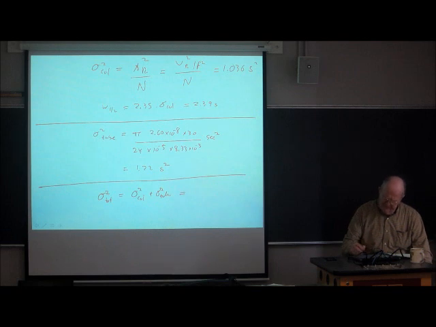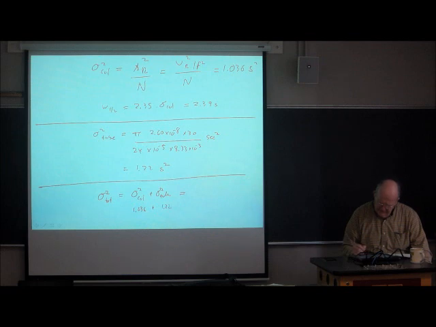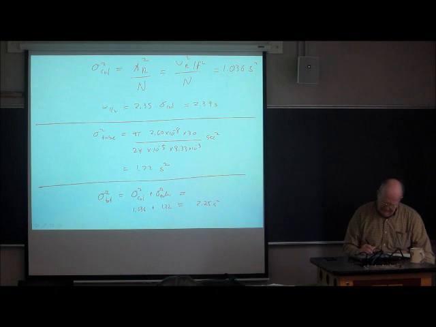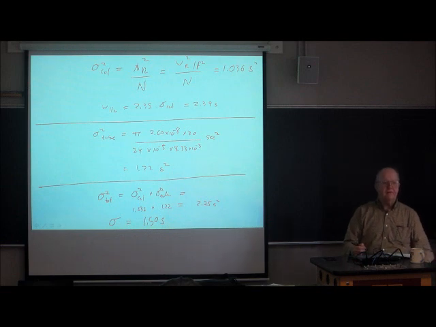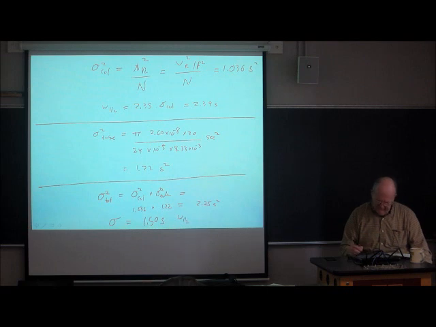So this is 1.036 plus 1.22. It gives me a total of 2.25 seconds squared, or thereabouts. And the corresponding sigma is the square root of that, which is 1.50 seconds. The width in seconds then is going to be that times 2.35, which works out to be 3.52.